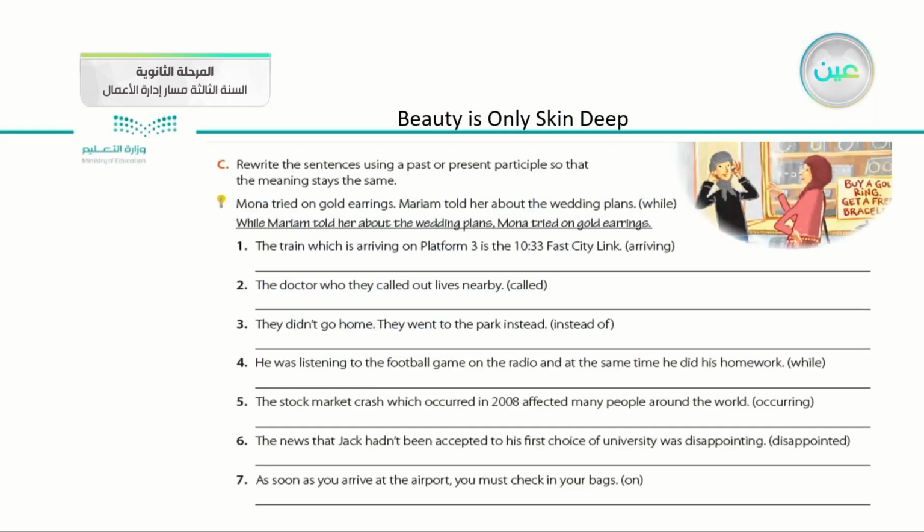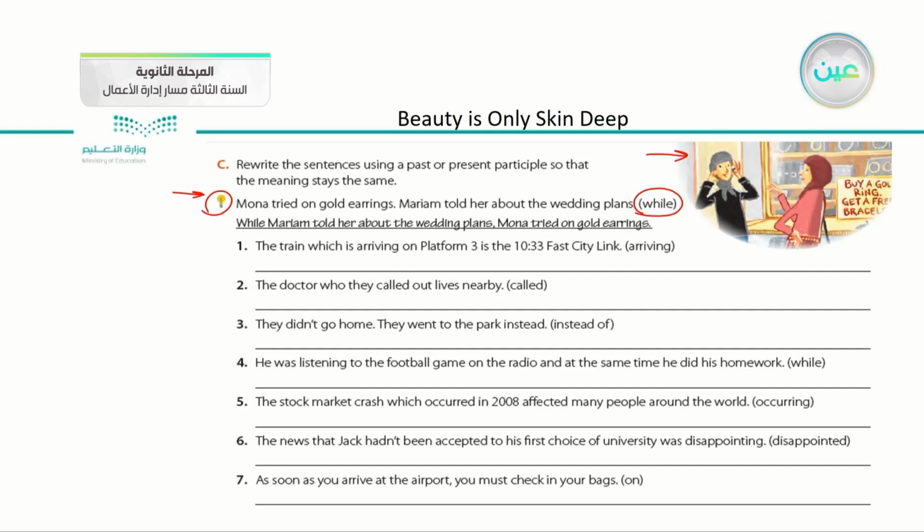Now we have this exercise, where we have 7 sentences. Rewrite the sentences using a past or present participle so that the meaning stays the same. So in each one of these sentences, we will rewrite the sentence by using the words between the brackets, and we have to make sure that the meaning of the sentence stays the same. We have an example here. The first example is, Muna tried on gold earrings. As you can see in the picture, Muna tried on gold earrings.